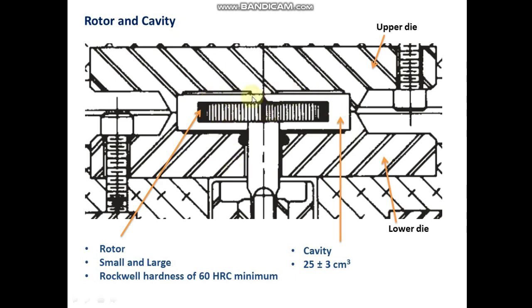This rotor rotates inside the cavity. To measure the Mooney viscosity of rubber, we need to load our rubber sample into this cavity. By taking up the upper die, we can put our rubber sample here, then close the upper die, then rotate the rotor under given conditions, and we will get the Mooney viscosity and stress relaxation curves.